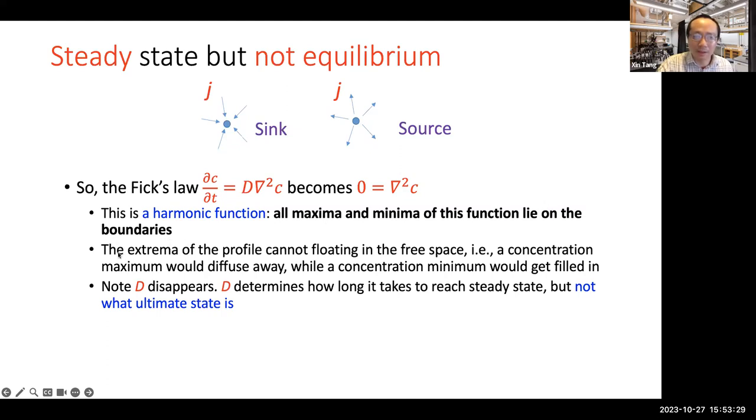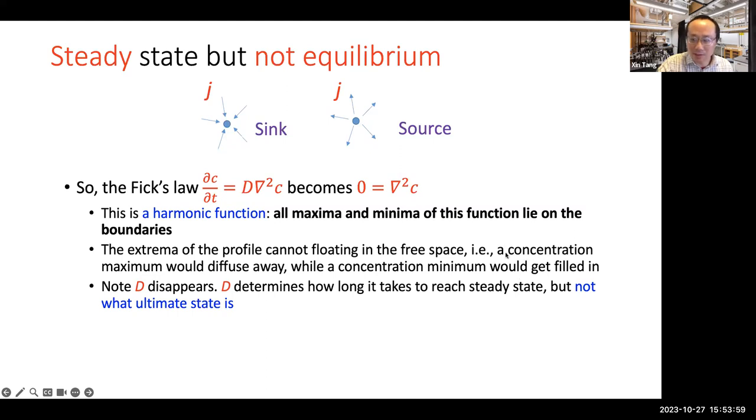Okay, so it means all the extremes, when you plot this C as a profile, the extreme point of this profile cannot float in the free space. So that means all the concentration maximum would diffuse away. If there is a concentration maximum within the free space, they always tend to go to the boundary, will diffuse away. They go to the boundary.